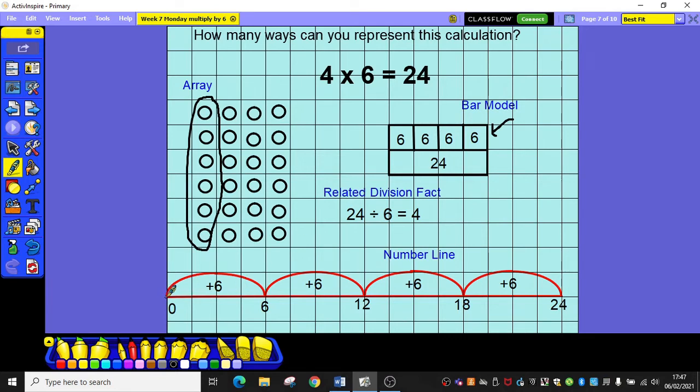I can show it on a number line. Add 6, add 6, add 6, add 6. And I can see that it gets me to 24. And this is what we call a related division fact. In other words, I take the same three numbers, 24, 6, and 4, and I'm showing that I can write a division fact using those same three numbers. Okay, really important there that I've started with the larger number, which is 24. 24 into groups of 6 is 4. If I count up in sixes to 24, I do it 4 times.